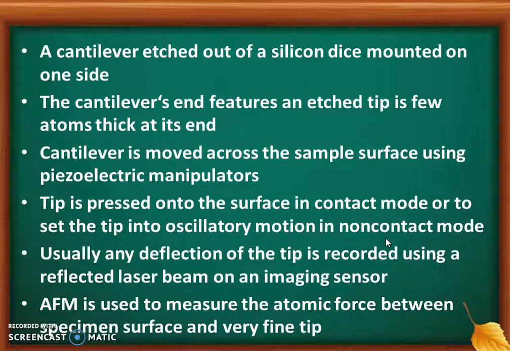The cantilever's end features a tip that is a few atoms thick at its end. The cantilever is moved across the sample surface using piezoelectric manipulators. This can move in one direction and vice versa, also in the backward direction. The tip is pressed onto the surface in contact mode by a force which remains at the piconewton level, and set into oscillatory motion in non-contact mode. Usually any deflection of the tip is recorded using a reflected laser beam on an imaging sensor. So, AFM is used to measure the atomic force between a specimen surface and a very fine tip.